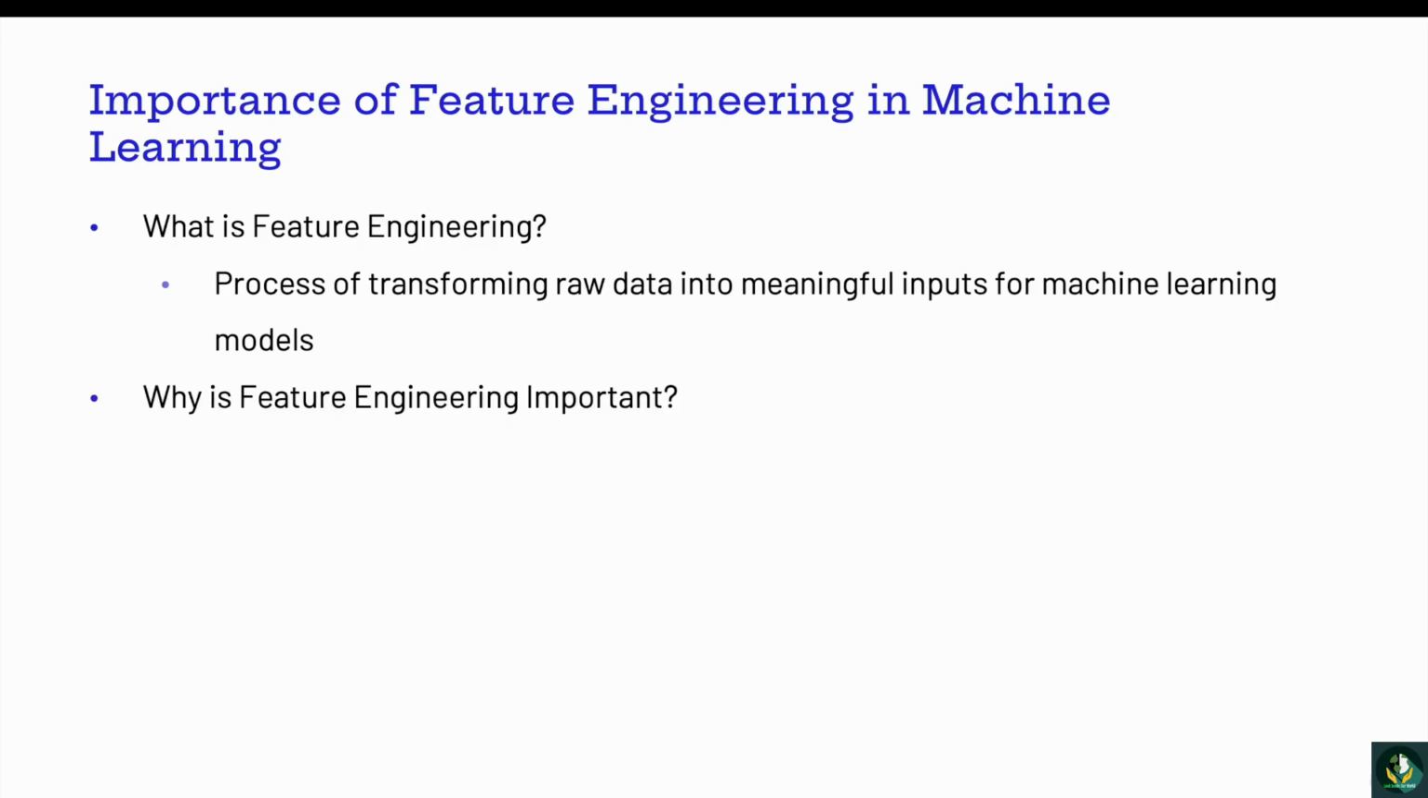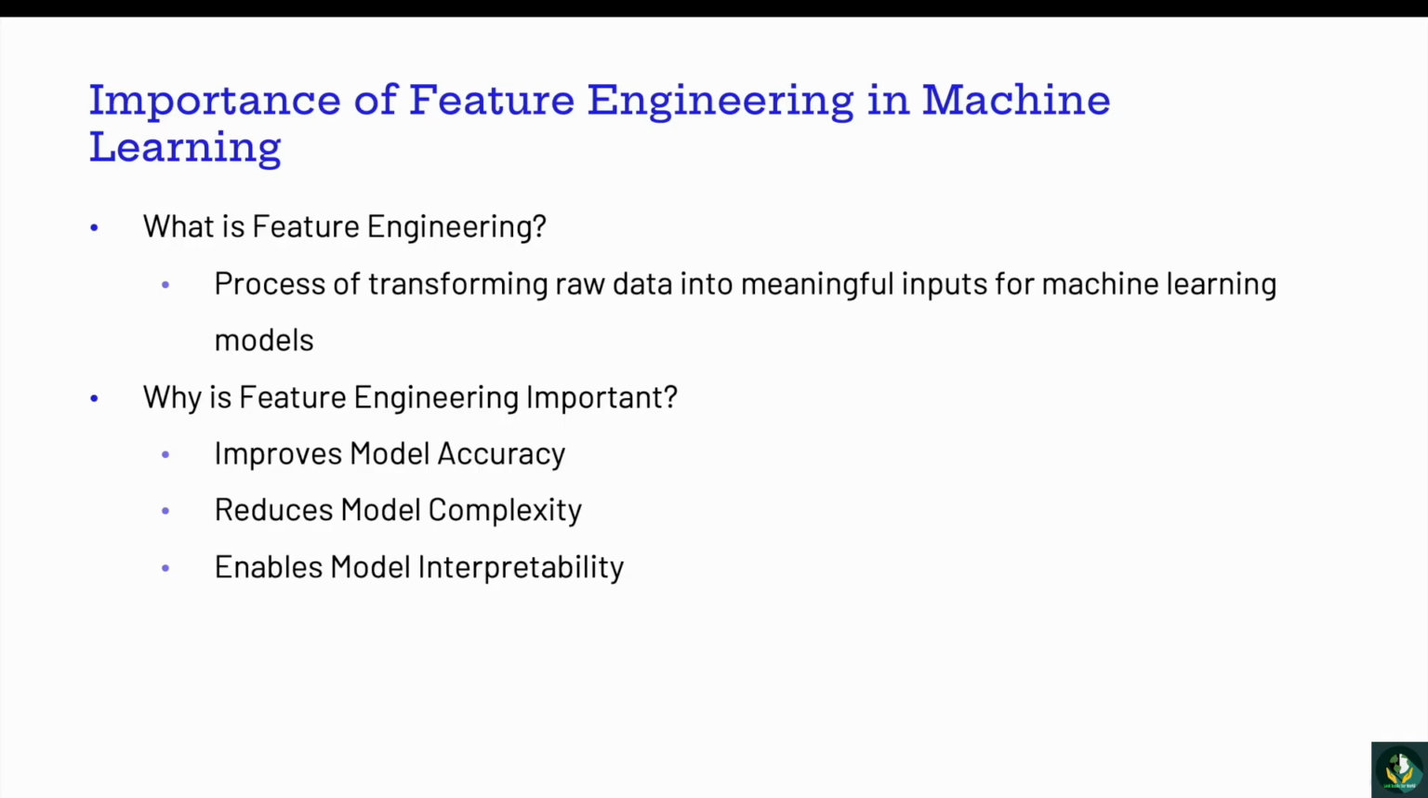Now, why is feature engineering important? First, it improves model accuracy. Well engineered features provide more relevant information for the model, leading to better predictions. And that's what we have seen probably in the earlier videos. It reduces model complexity, simplifies the relationship that the model needs to learn, reducing the risk of overfitting. It enables model interpretability. Well constructed features can provide insights into the problem domain and help interpret model behavior. And it handles data challenges, addressing issues like missing data, irrelevant features, or scaling differences.